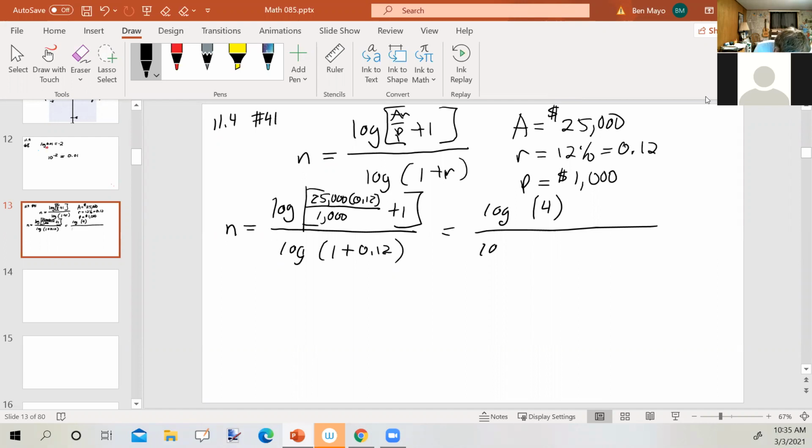On the bottom, 1 plus 0.12 would be 1.12. So now I'm going to take the log of 4 divided by the log of 1.12. And when I do that, I get 12.23251075. And that is years.